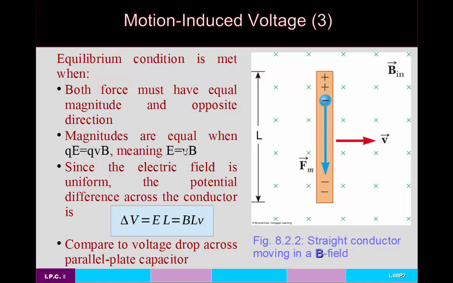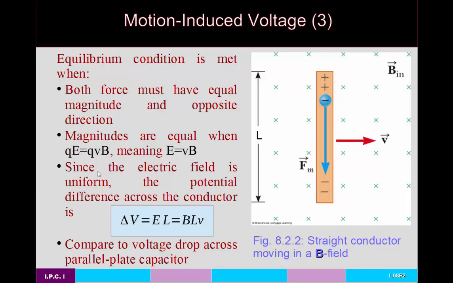That basically happens when the charge times the electric field is equal to the charge times the speed at which this conductor is moving times the magnetic field times a sine of theta in the event that it's not moving perpendicular to the magnetic field.